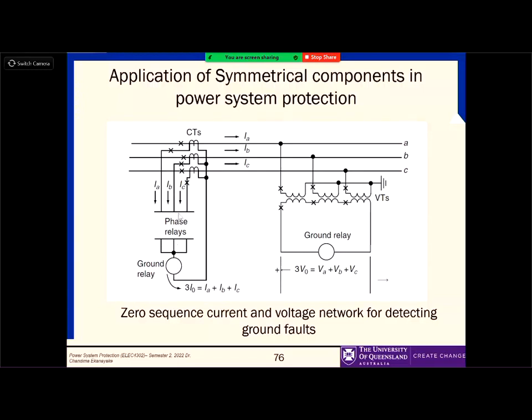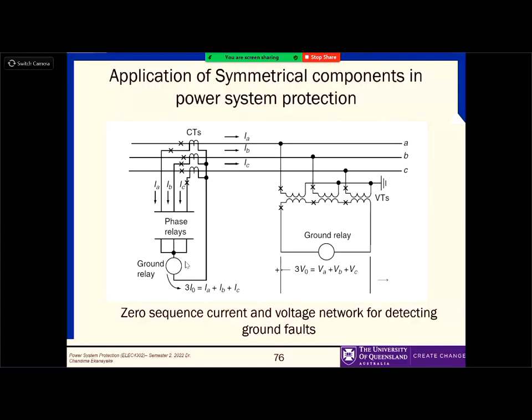So what happens is that if IA, IB, and IC are unbalanced, then there is a zero sequence current going through the neutral. Otherwise, there's no zero sequence current. Now, the interesting thing is that we don't have access to that neutral, but we can form a neutral using the CT, and then we measure that current here.